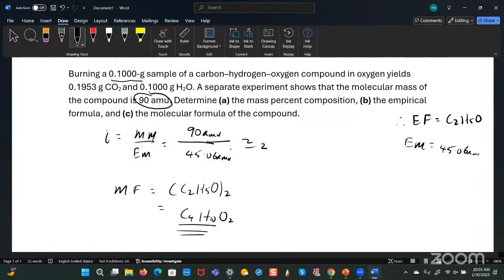Any questions? Yes, sir. How do you get the 45.06? You just simply add up the atomic masses of the elements according to this formula. Oh, right. All right.